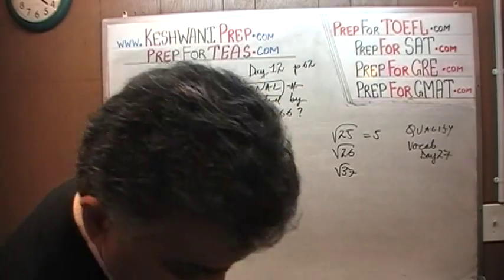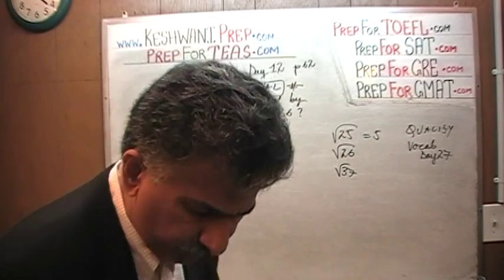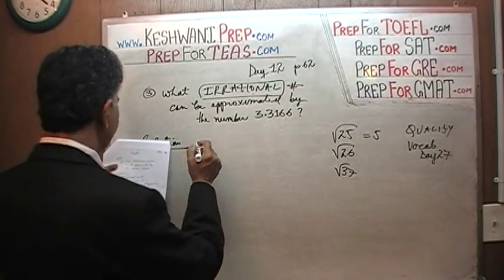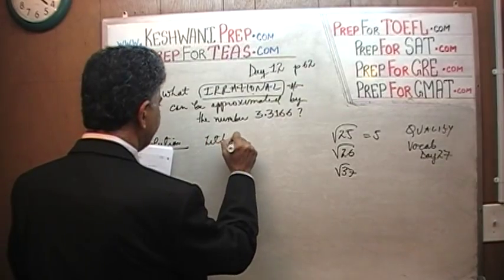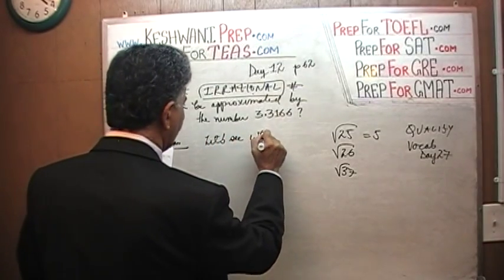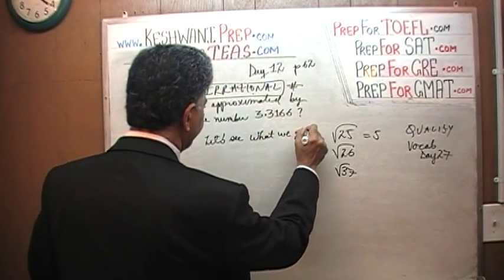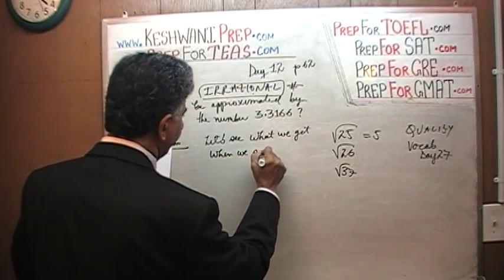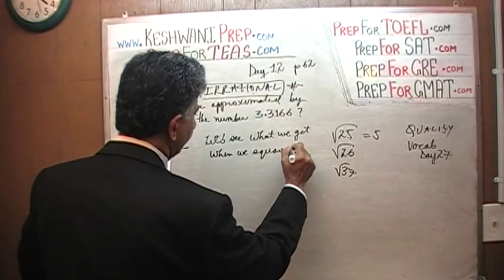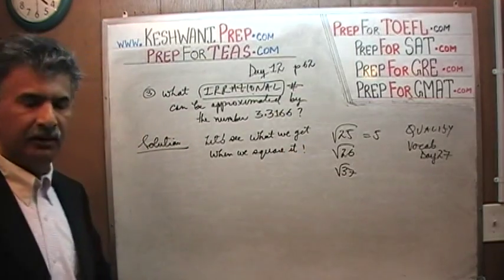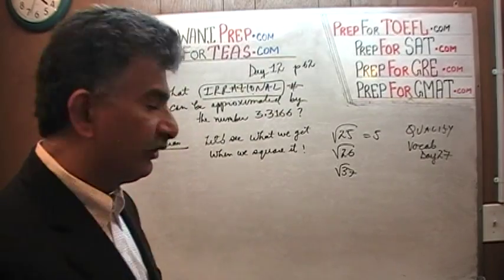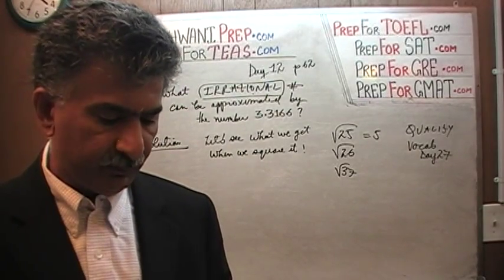Let's try that, shall we? And how do we find out if it's the square root of something or not? Well, let's find out. Let's see what we get when we square it. When we square it, the square root of that number will be this 3.3166. That's what it is. Okay?